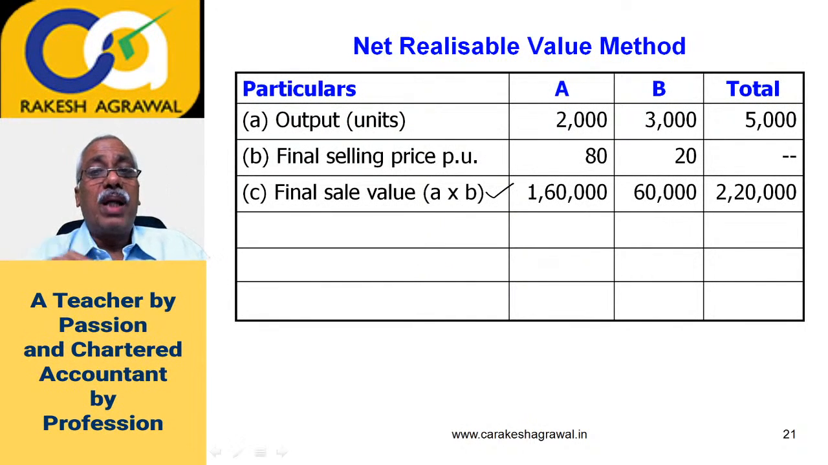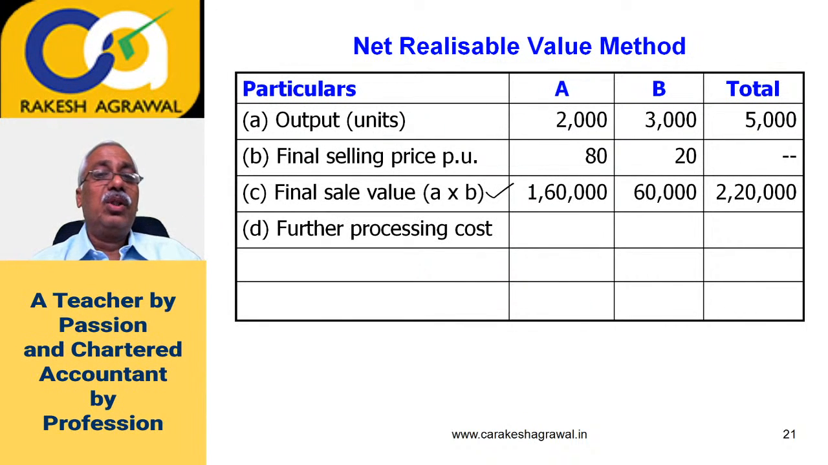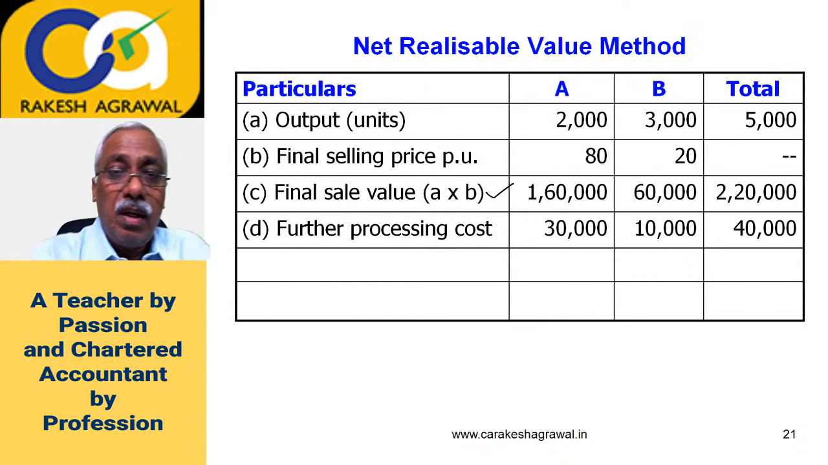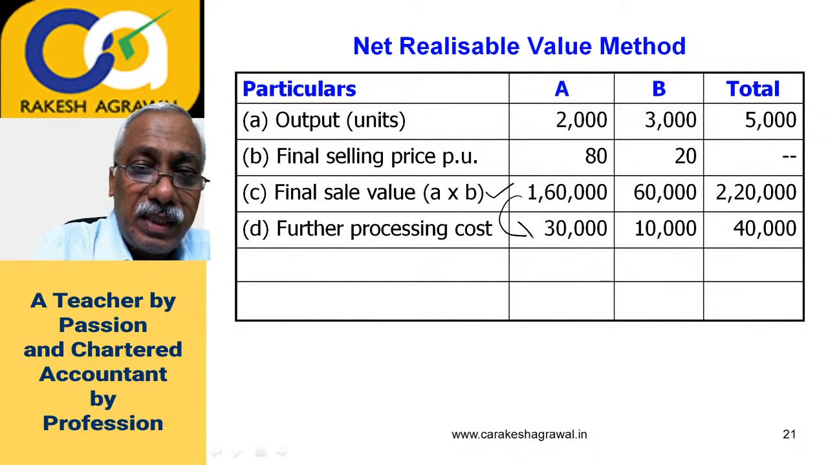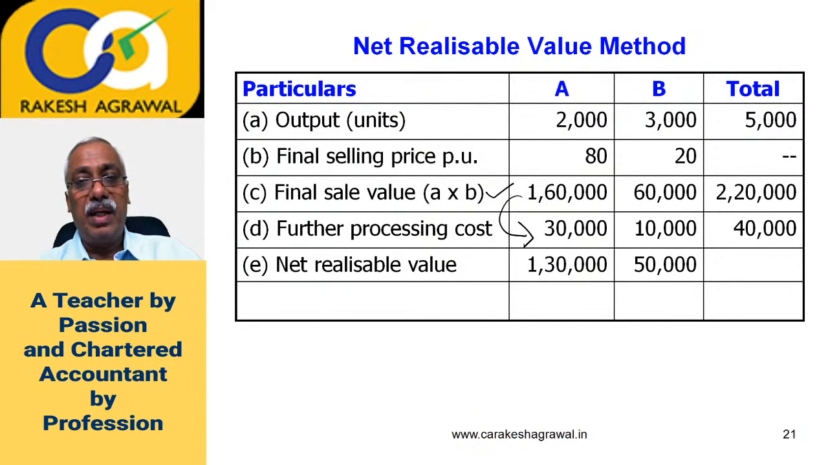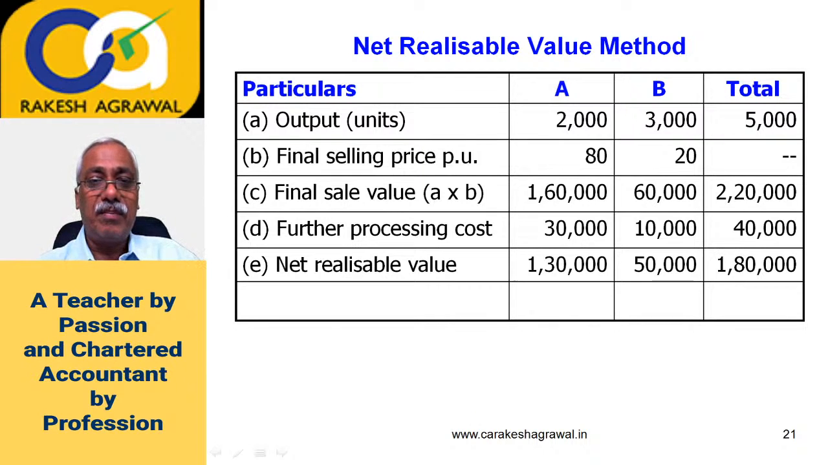But assume these products A and B require further processing, and that further processing cost is available. So further processing cost is given in the question. Let us assume as 30,000 and 10,000, that is total 40,000. Now final sale value minus further processing cost is your net realizable value, NRV, that is C minus D. So 1,30,000 and 50,000 is your net realizable value, total is 1,80,000.